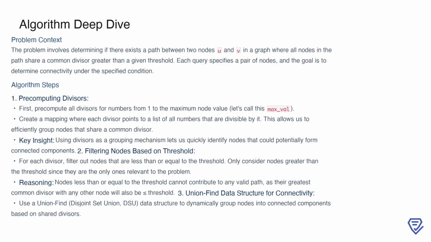Next, we filter these groups by removing nodes less than or equal to the threshold, as they cannot contribute to a valid path. This step ensures we only process nodes that are relevant. Finally, we use a union find data structure to group nodes dynamically based on shared divisors, efficiently managing and merging connected components as we process the data.